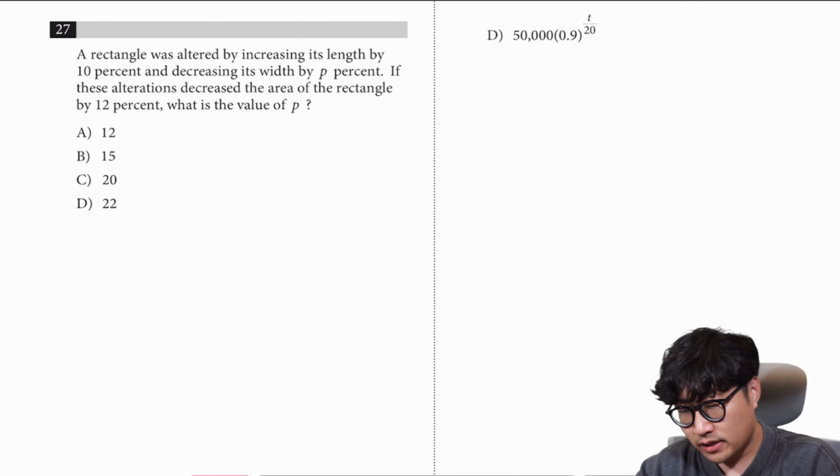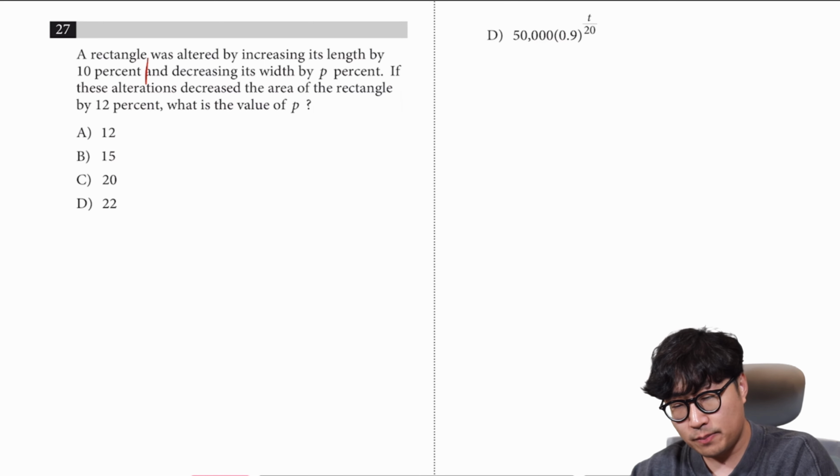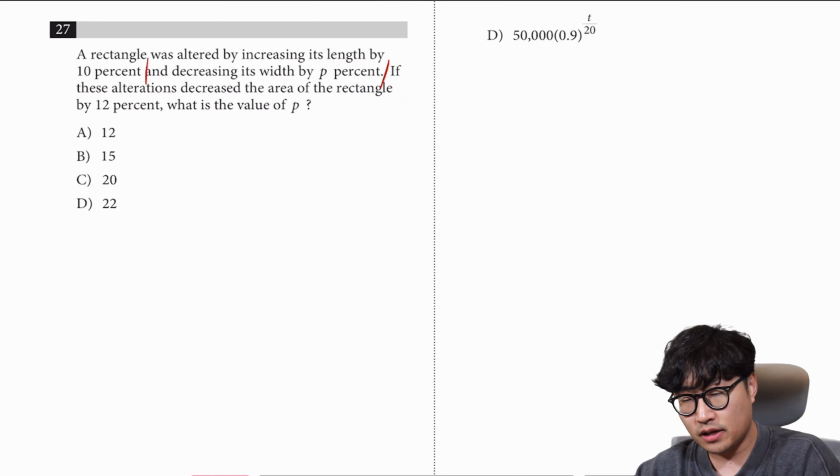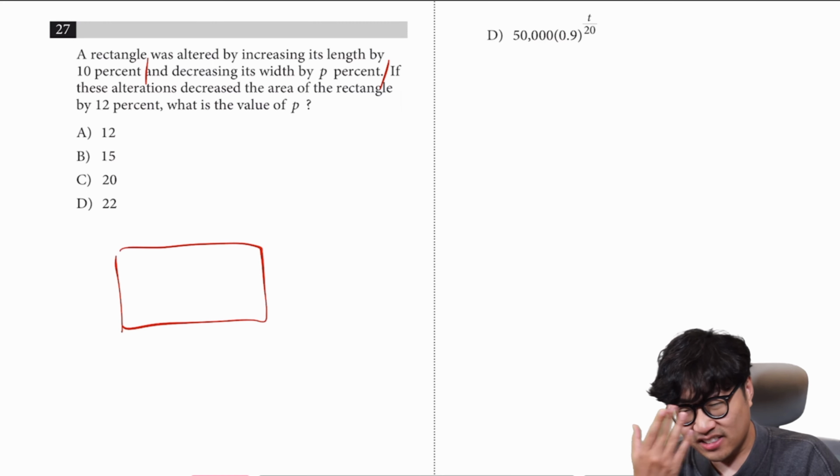Number 27. A rectangle is altered by increasing its length by 10% and decreasing its width by p%. So let's just come up with a rectangle. And I'll just assign some numbers too.